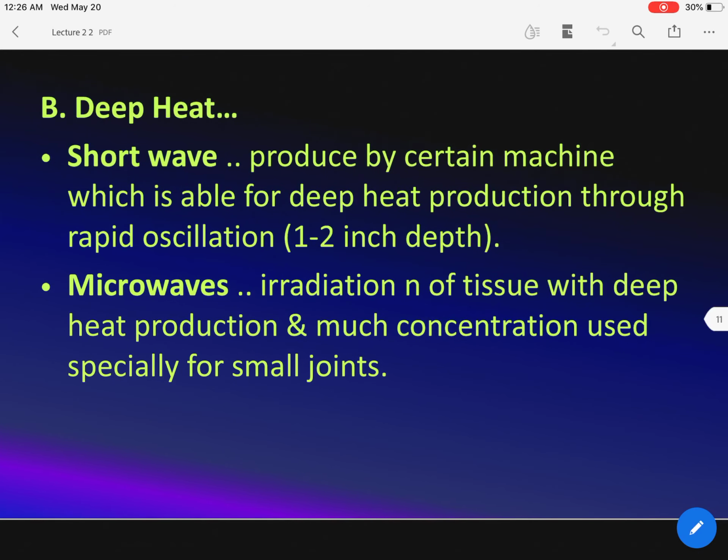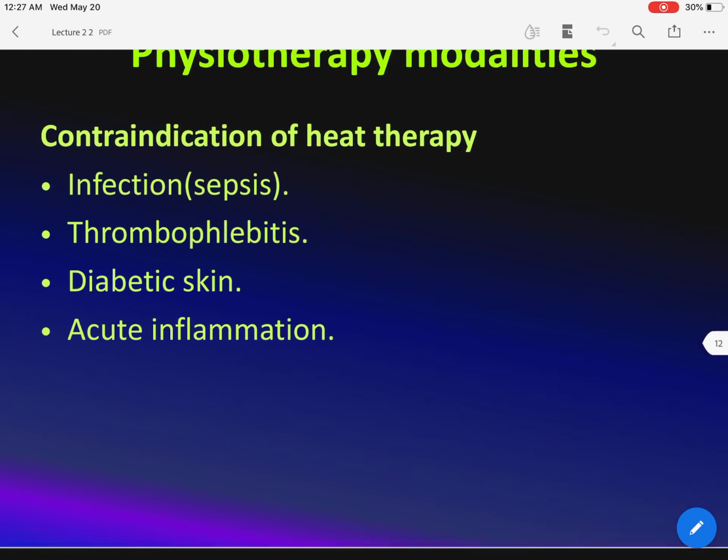The other type of heat is deep heat, which is more used than superficial. This is related mainly to deep spasm. Short wave is produced by a certain machine, which is able to produce deep heat through rapid oscillation, with a 1 to 2 inch depth of penetration. Microwave is more concentrated: irradiation of tissue with deep heat production and much concentrated, used especially for small joints.